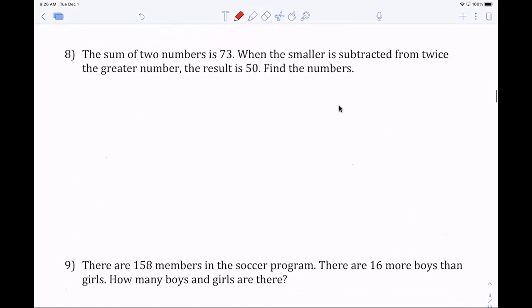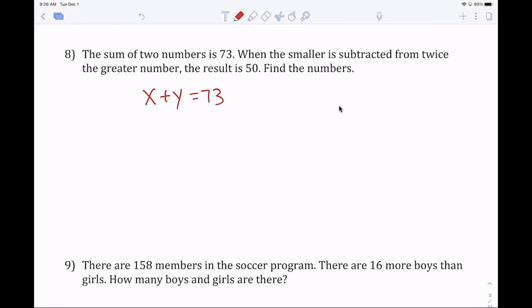All righty, here we go. Everybody's reading number 8. This is very similar to one we did yesterday. All right, Miss Anna, you're going to help me. Thank you for volunteering. I appreciate that. Number 8, write the first one. x plus y equals 73. Beautiful.